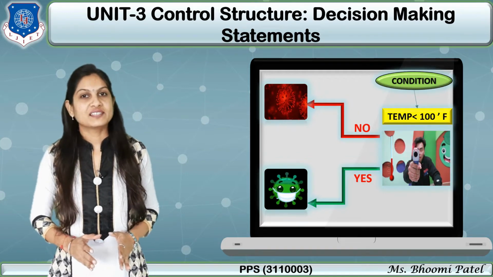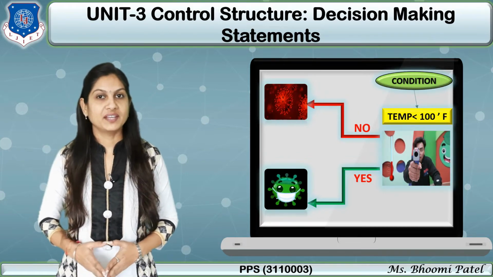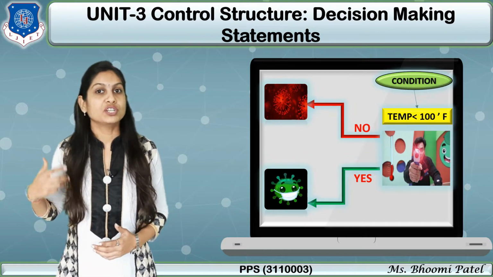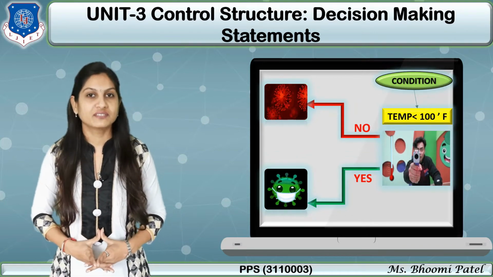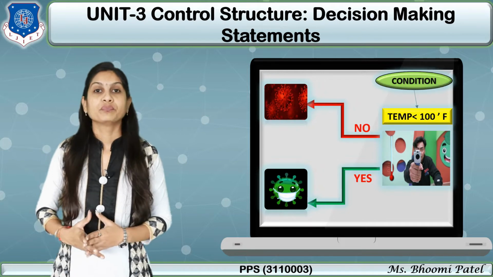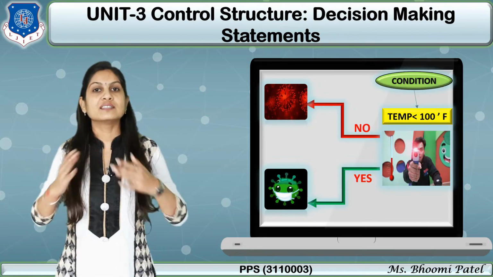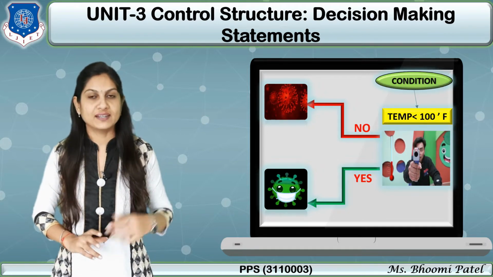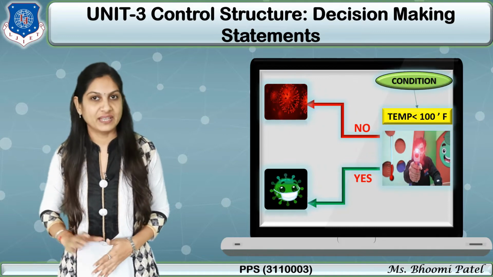Now in the previous lectures our second unit is completed, and today we are moving to the new unit, that is unit number 3, control structures. And this control structure is divided mainly into two parts: decision making statements and looping statements.